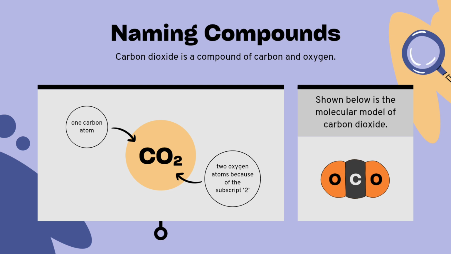Naming compounds. Carbon dioxide is a compound of carbon and oxygen: one carbon atom, two oxygen atoms, because of the subscript 2. Shown below is the molecular model of carbon dioxide.